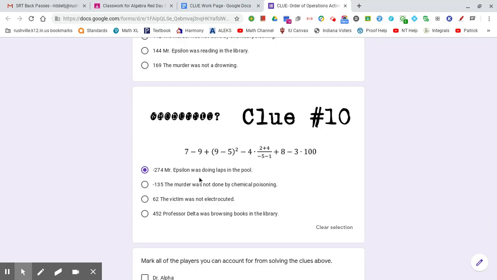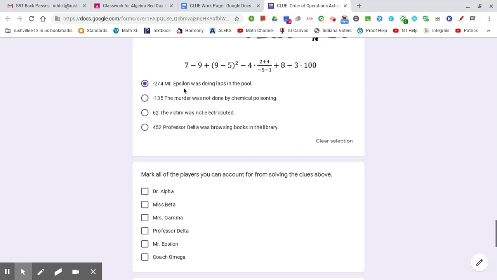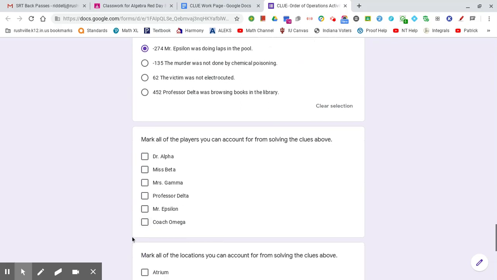All right, so what this says is Mr. Epsilon was doing laps in the pool. Okay, so that means that he has an alibi. He has something that he was doing. So what you would do is you would scroll to the bottom, and this is Mr. Epsilon. So Mr. Epsilon, we know what he was doing. Okay, so whoever is going to be left unmarked is going to be guilty.